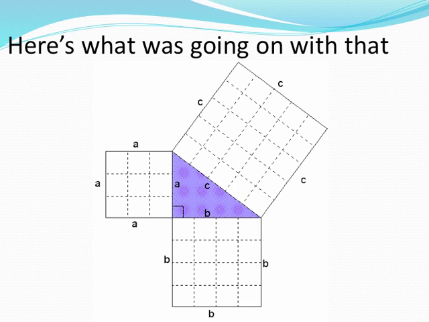Here's what was going on in one of the videos. We had a triangle in the middle that had side lengths A, B, and C. We built a square off of side A, so that one had area A squared. We built a square off side B, that one had area B squared. And we built a square off side C, that one had area C squared.